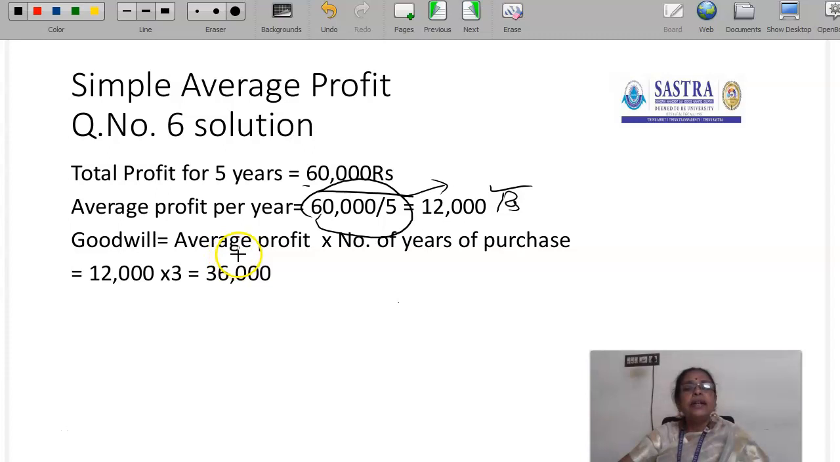That average profit we have to multiply with number of years of purchase. Number of years of purchase that is given in the problem itself, that is 3. So 12,000 into 3, that is 36,000 rupees. In this way, we have to calculate value of goodwill under simple average profit method.